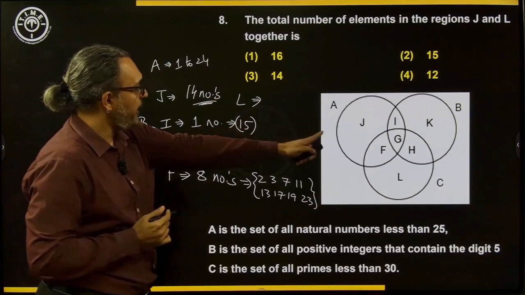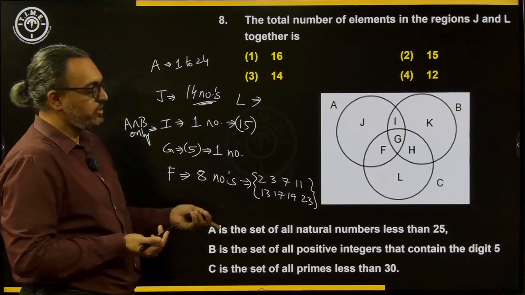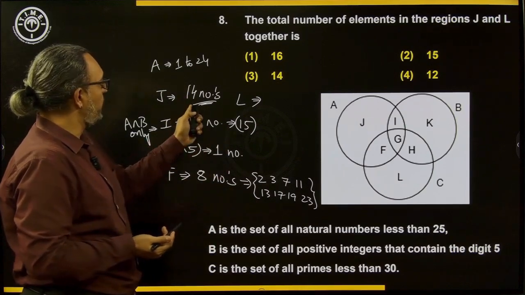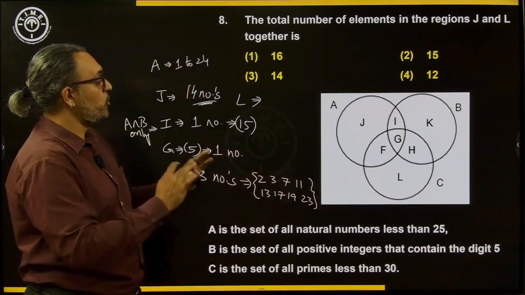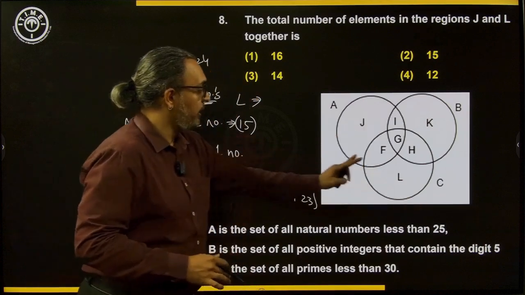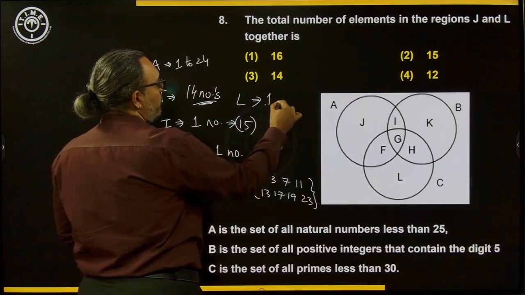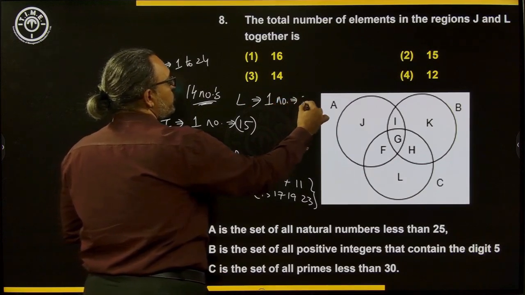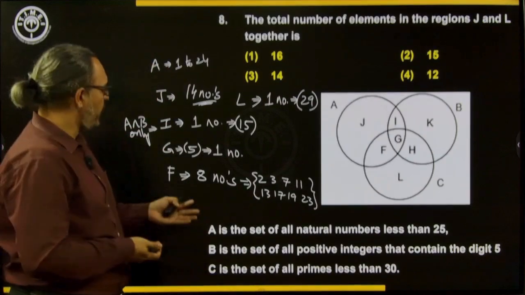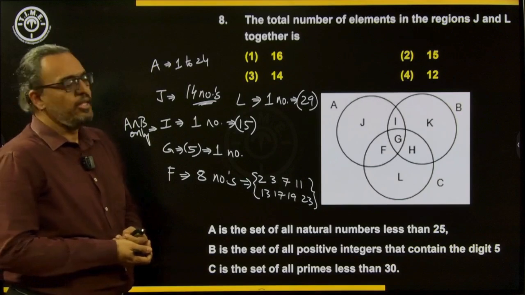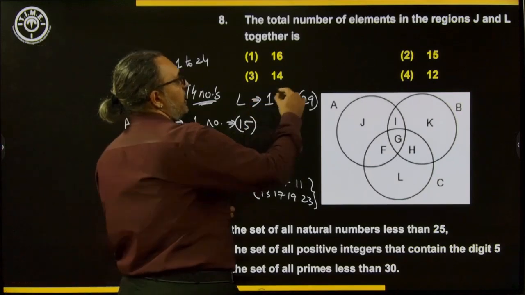Because we have I, G, F, that is what we have taken. So all these numbers are also natural numbers. So there are 10 numbers here. Out of 10, if I remove, that is what we have. So then what about L? What is the exclusive number that doesn't come anywhere in the list of prime numbers? So L will also have only one number. What is that number? That number is 29, because 29 doesn't appear anywhere else. So total number of numbers that you get in J plus L is 15.